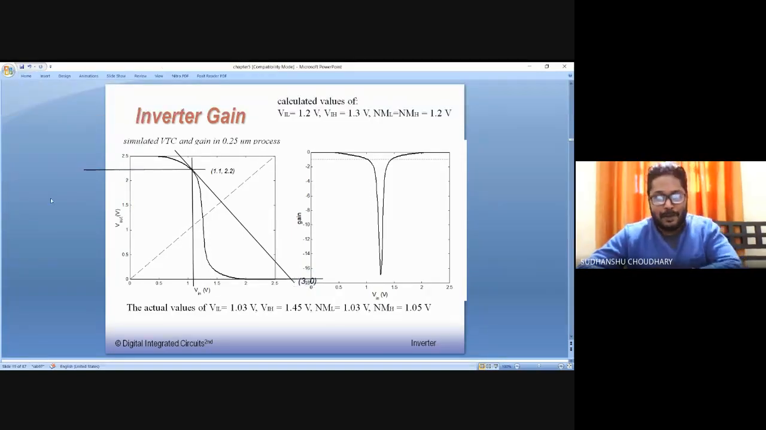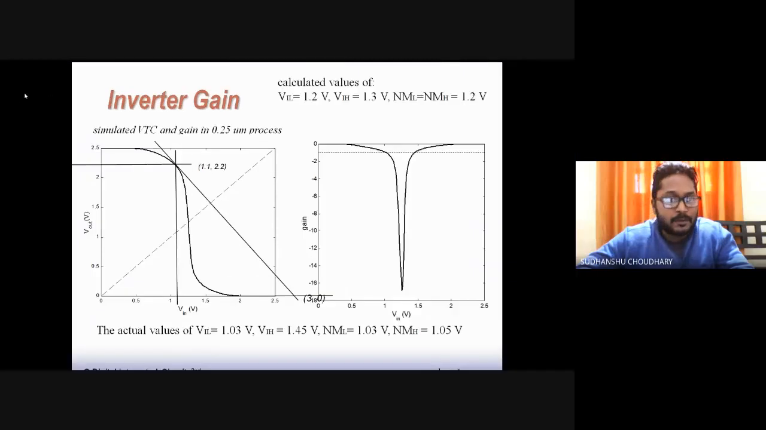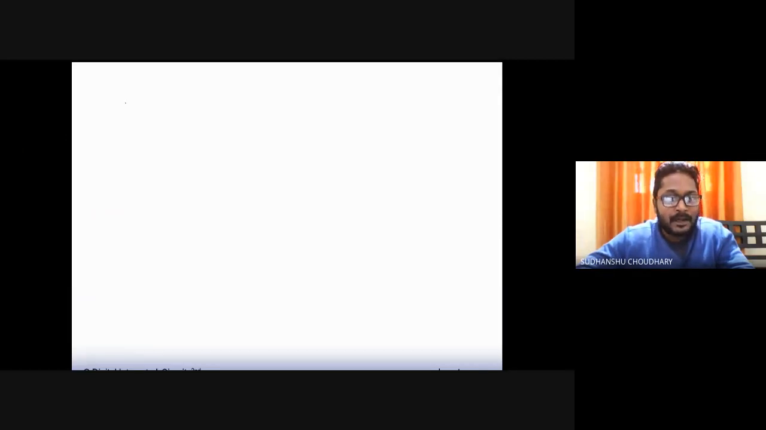Okay. Now let us write the equation of this straight line, which is passing through these 2 points, right? If you remember, the equation of a line passing through 2 points is given by, let's take another screen here, y minus y1 is equal to y2 minus y1 by x2 minus x1 into x minus x1.